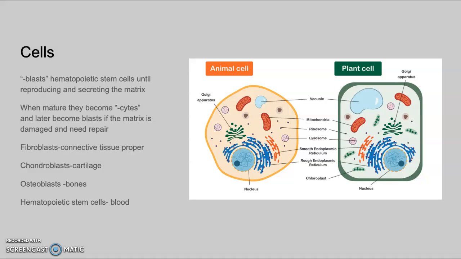Moving on to cells, the hematopoietic stem cells, when they are produced, are called blasts and secrete the matrix. When they do become mature, they are called cytes and later become blasts if the matrix is damaged or needs repair. Fibroblasts, connective tissue proper; chondroblasts, cartilage; osteoblasts, bones; and hematopoietic stem cells, or blood. The right photo shows the difference between the animal cell and the plant cell, which are pretty similar.